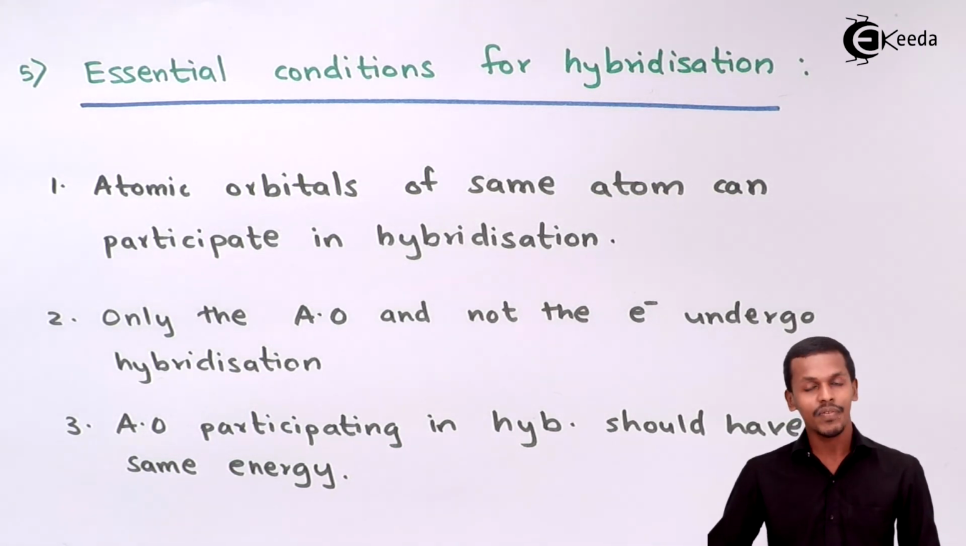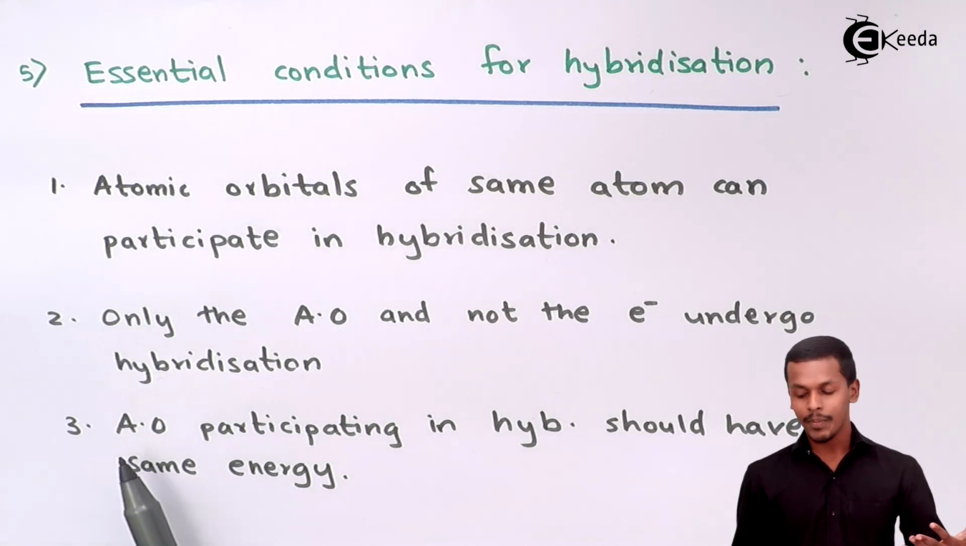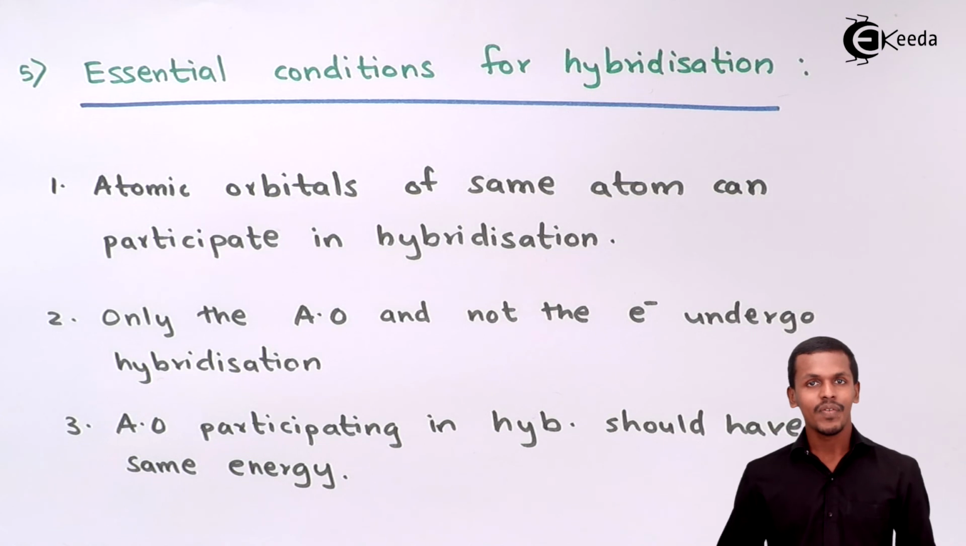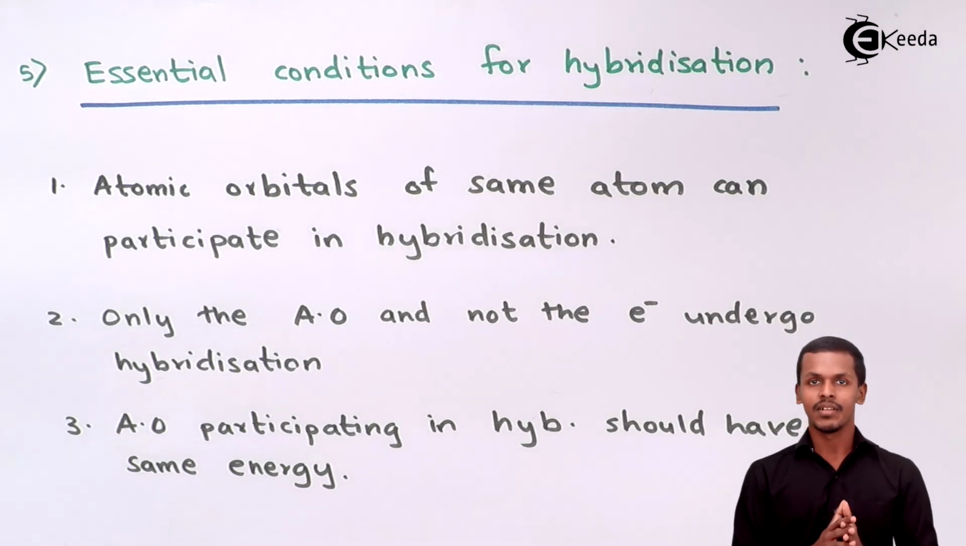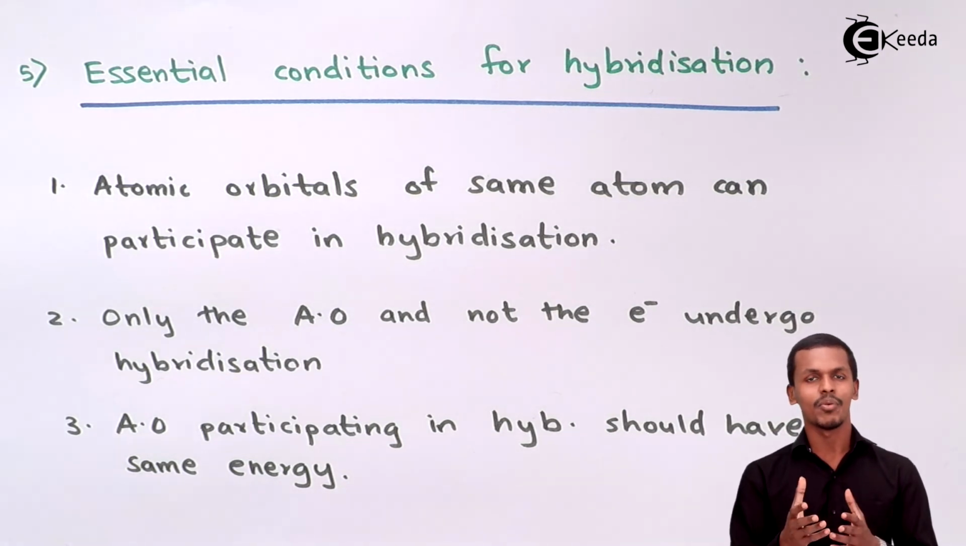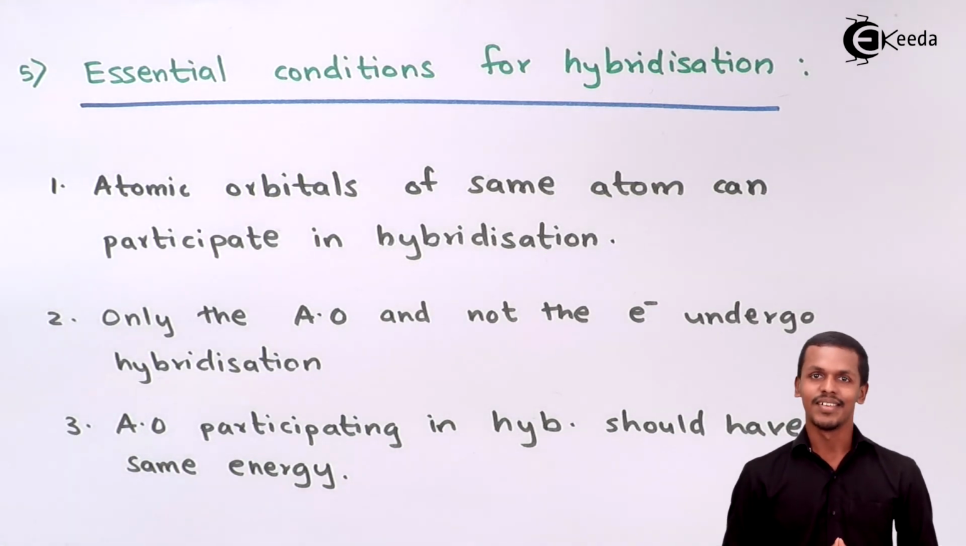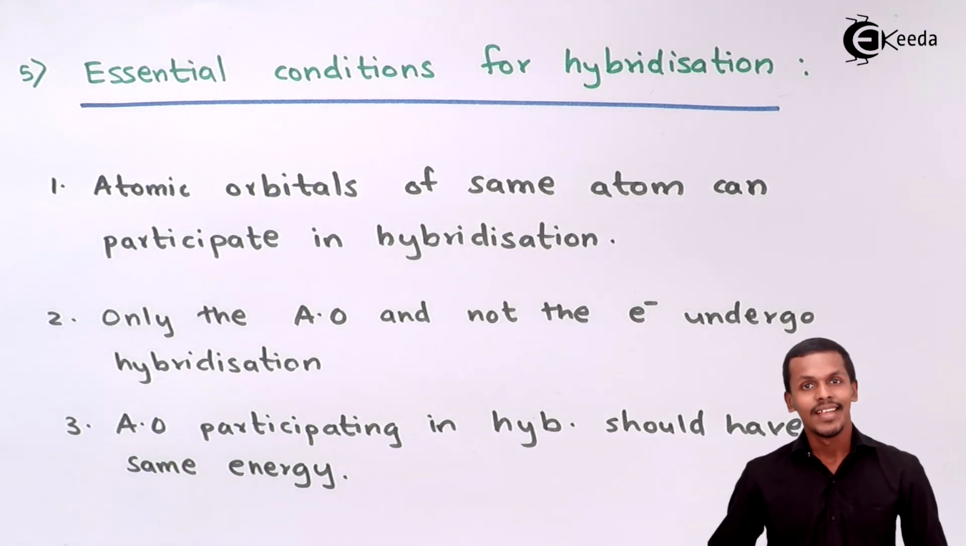Talking about the last one: the atomic orbitals participating in hybridization should have the same energy level. As I discussed earlier, the s orbital and p orbital of beryllium have the same energy, and that's the reason they make hybrid orbitals, and that's it.